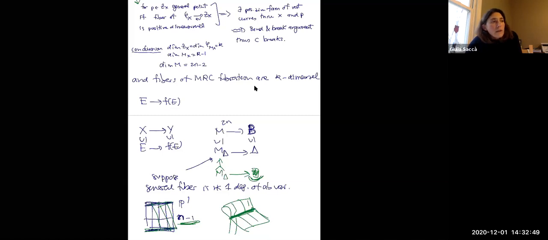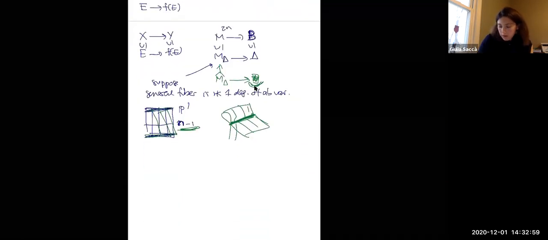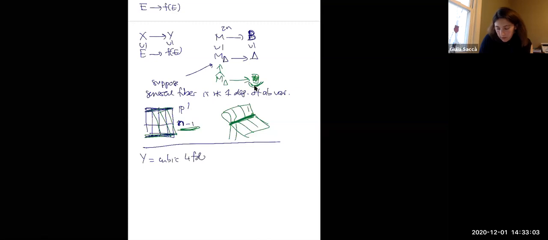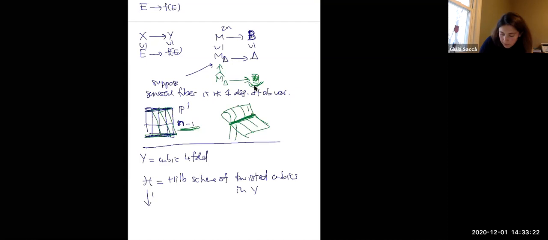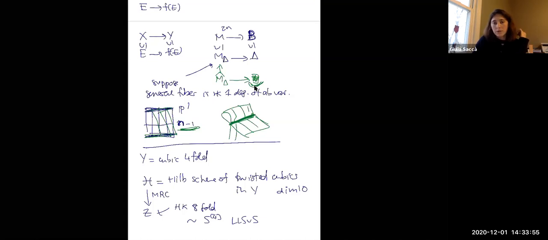Another good example is, I don't know how familiar you are with the Lehn-Lehn-Sorger-van Straten example, but basically say Y is a cubic fourfold, and H is the main component of the Hilbert scheme of twisted cubics in Y. It turns out that when you look at the MRC fibration of this, it's regular, and the base is a hyperkahler eightfold. So this is dimension 10. And this hyperkahler eightfold is deformation equivalent to the Hilbert scheme of 4 points on the K3. It's a Lehn-Lehn-Sorger-van Straten eightfold. And there's a nice geometric way to view the two-dimensional families, which if you want, I can tell you about.